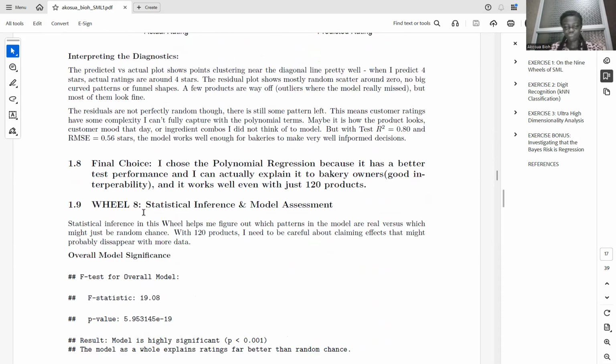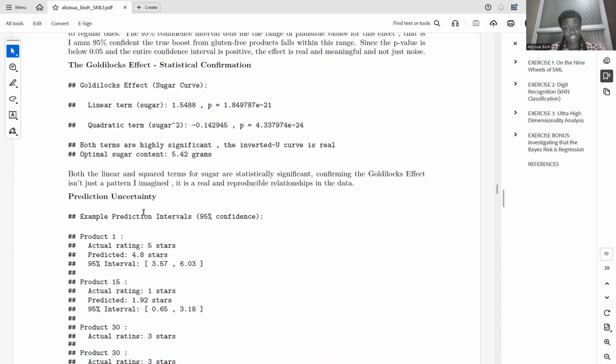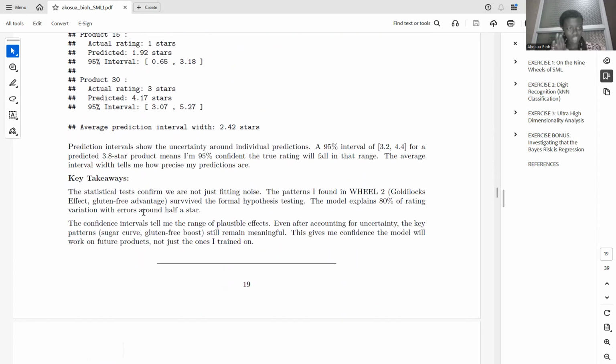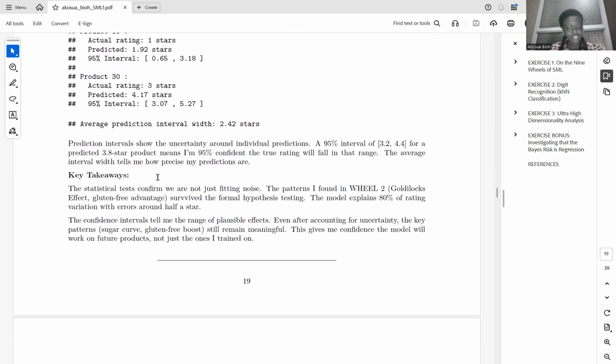And so I just plotted the residuals. I did some statistical inference so that I know the values I'm getting are correct. We did some actual rating versus prediction. Actual 5 stars, predicting 4.8. My model is really doing well.